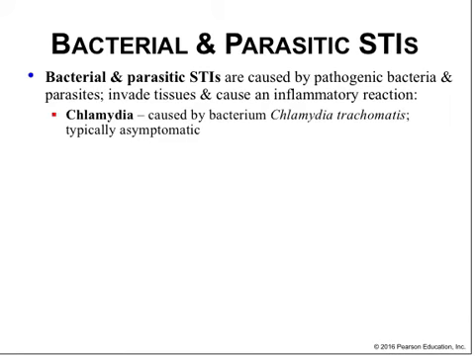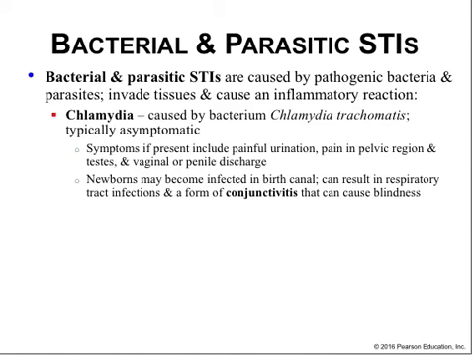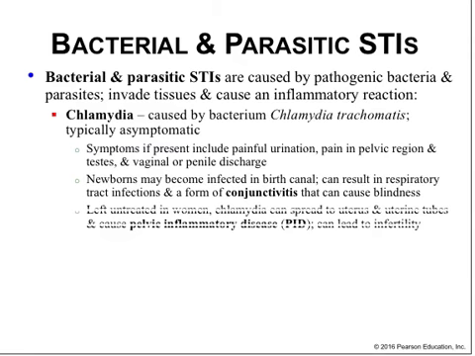Chlamydia is caused by bacteria. Chlamydia trachomatis is typically asymptomatic. Symptoms, if present, include painful urination, pain in the pelvic region, testes, and vaginal or penile discharge. Newborns may become infected in the birth canal, and this can result in respiratory tract infections and a form of conjunctivitis that can lead to blindness. Left untreated in women, chlamydia can spread to the uterus and the uterine tubes and cause PID, leading to infertility.